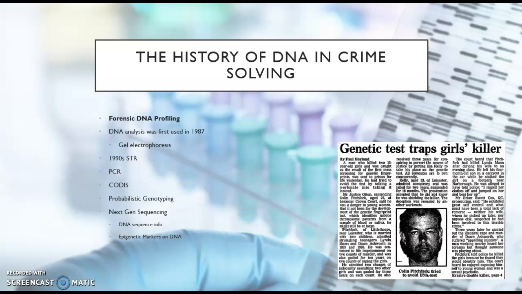The next type that we have is next-generation sequencing. This is something that scientists are in the early stages of evaluating. So the first type is DNA sequence information, and they are currently working on ways to use the DNA sequencing information to establish features of a perpetrator's physical appearance, such as eye, hair, and skin color. There are also epigenetic markers on DNA, and studies are going on to see if epigenetic markers on DNA can be used to determine a suspect's age and the type of bodily fluid a sample came from.